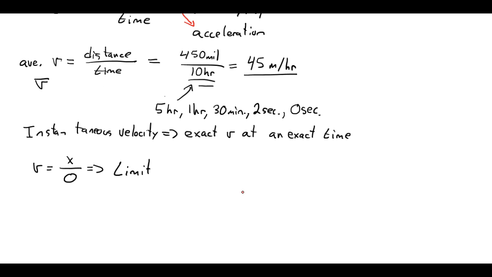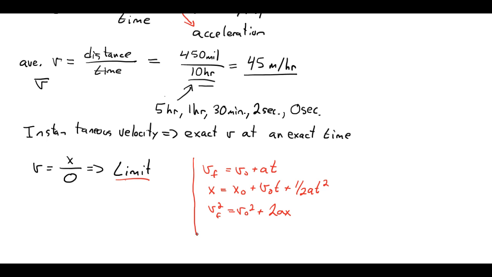However, for our purposes today, all we really need to know are 3 kinematic equations that are based off of these limits. They are VF equals V naught plus AT, X equals X naught plus V naught T plus 1/2 AT squared, and VF squared equals V naught squared plus 2AX. Now hopefully these 3 formulas look very familiar from last year. You should have used them all the time. You should be very familiar with them.